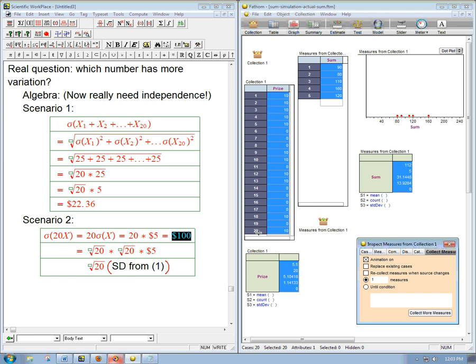So here, over here where it says collection 1, I've got 20 coin flips, and I look at all the prizes, either 0 or 10, and I add them up. And that goes into this sum over here. So these are the actual sums that we're interested in.